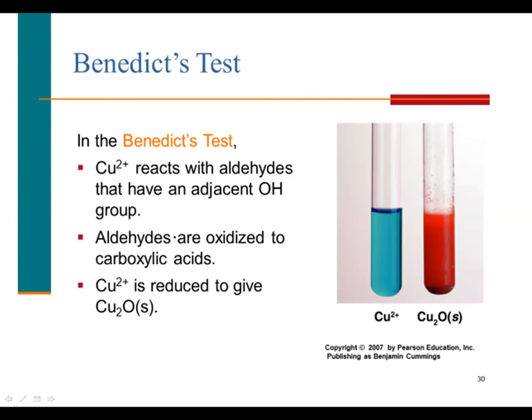And the Benedict's test uses copper. What happens with the copper is it goes from copper with a +2 charge, which is this blue color, to copper with a +1 charge, which is, I want to say, red. In reality, it's kind of a gross looking orangey color sometimes. But that is a positive test. Again, the copper is getting reduced while our aldehyde would be getting oxidized.